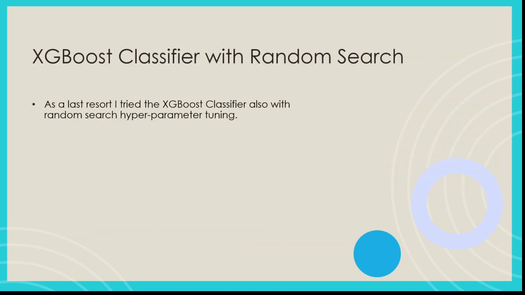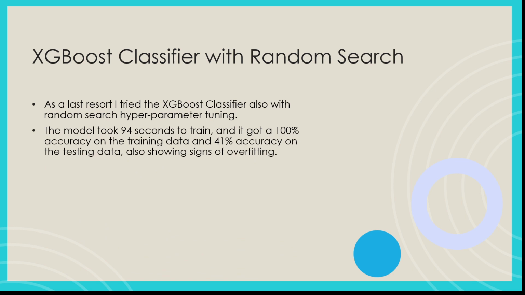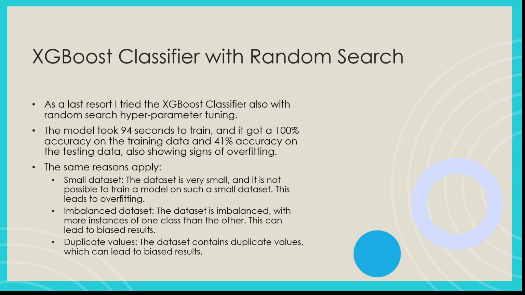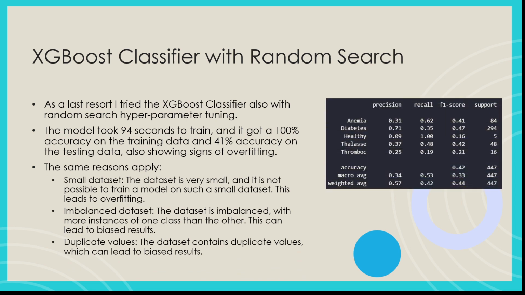Finally, as a last result, I tried the XGBoost classifier also with random search hyperparameter tuning. The model also took 94 seconds to train and it got 100% accuracy on the training data and 41% accuracy on the testing data, also showing signs of overfitting. The same reasons apply: small dataset, imbalanced dataset, and duplicate values. Here are the precision, recall, F1 score, and accuracy for the XGBoost classifier.